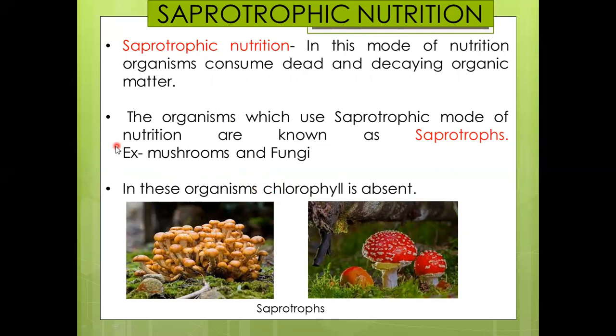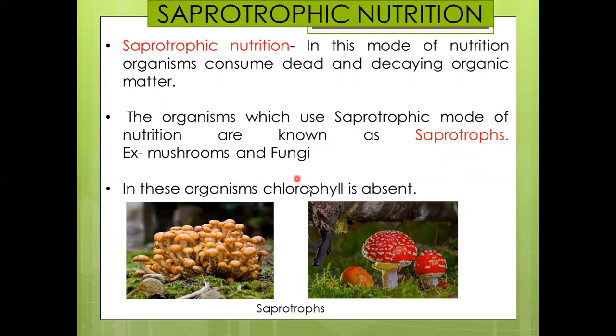So how do they consume food? They convert the dead and decaying organic matter below them into juices and consume it. Like this, the organisms which use saprotrophic nutrition survive, and the organisms which use this mode of nutrition are known as saprotrophs. Remember this, children, saprotrophs.